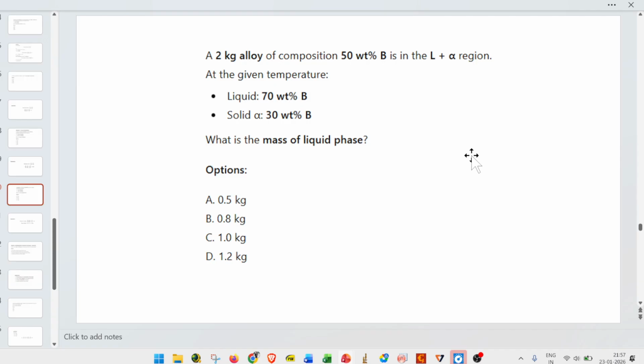Next is a 2 kg alloy of composition 50 percent B in the alpha plus liquid region. At a given temperature, the liquid is 70 weight percent B, and the solid alpha is 30 weight percent B. What is the mass of the liquid phase?